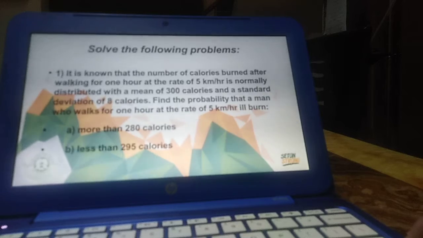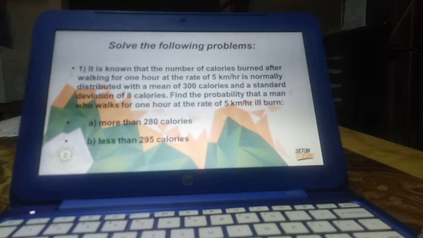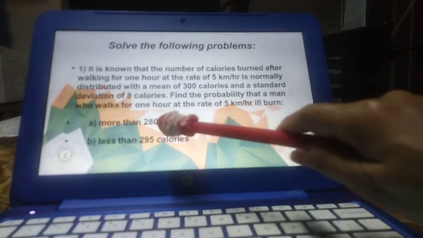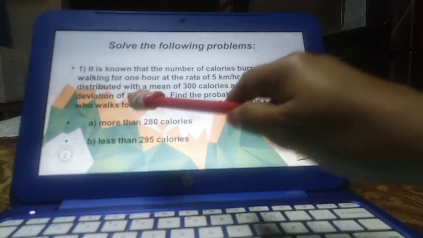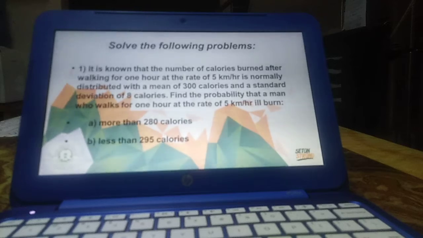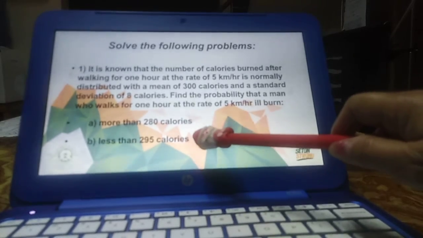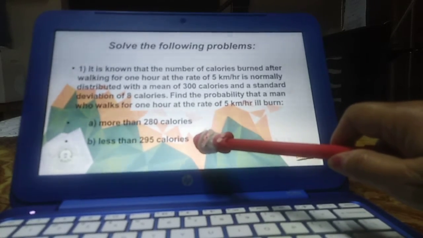It is known that the number of calories burned after walking for 1 hour at the rate of 5 kilometers per hour is normally distributed with a mean of 300 calories and a standard deviation of 8 calories. You are to find the probability that a man who walks for 1 hour at the rate of 5 kilometers per hour will burn more than 280 calories. 280 is our given measurement, 300 is our mean, 8 is our standard deviation. For letter B, less than 295.